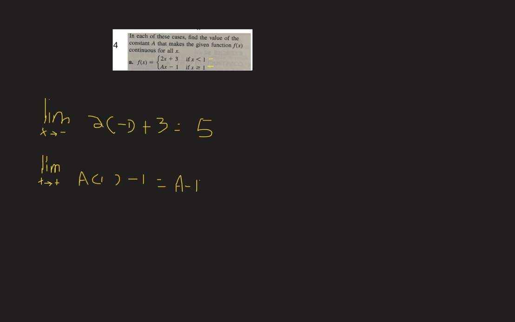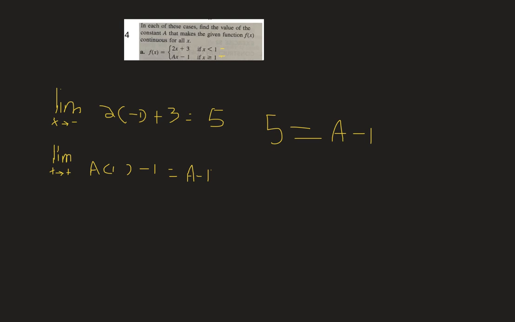So basically now all we have to do to find a is set them equal to each other. So 5 equals a minus 1, and then just add 1 to each side, and a equals 6 is our answer.